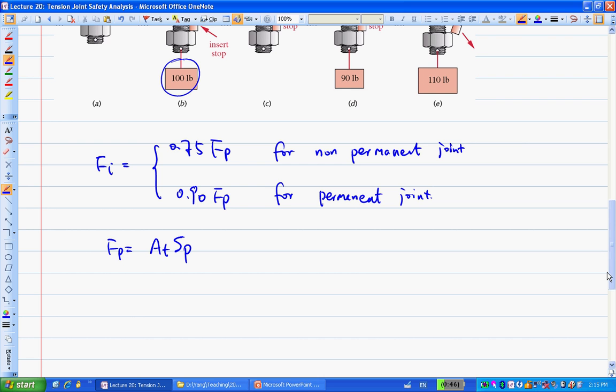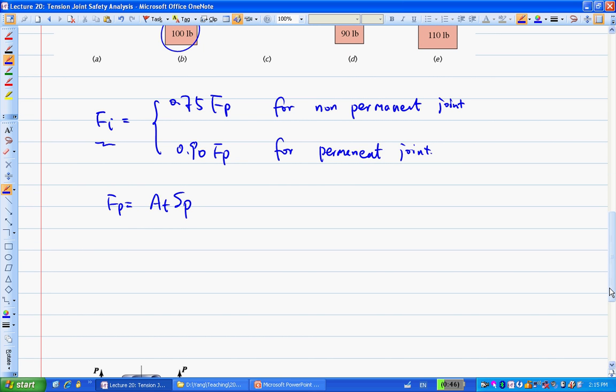So now the question comes is, if I have the bolt now, I now have knowledge of the joints, whether it's permanent or non-permanent, and I can calculate Fi. So the question is, how do we apply this Fi properly, basically, right? There are different ways of doing that. So basically, the question is, how do we relate the preload to tightening torque?